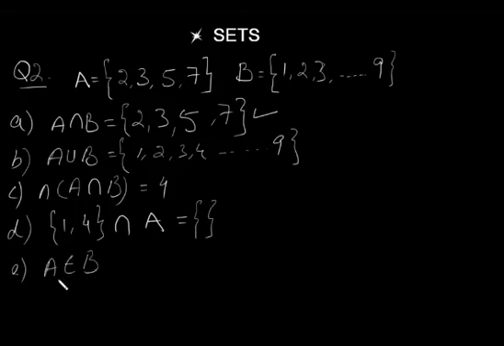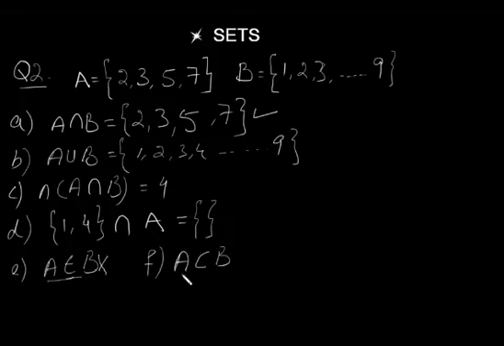In part E, we have to state it either true or false. It says A belongs to B. Always remember, we have already discussed this particular sign, belongs to, only works for an element or a member. It doesn't work from set to set. So this statement is wrong. It means it's a false statement.